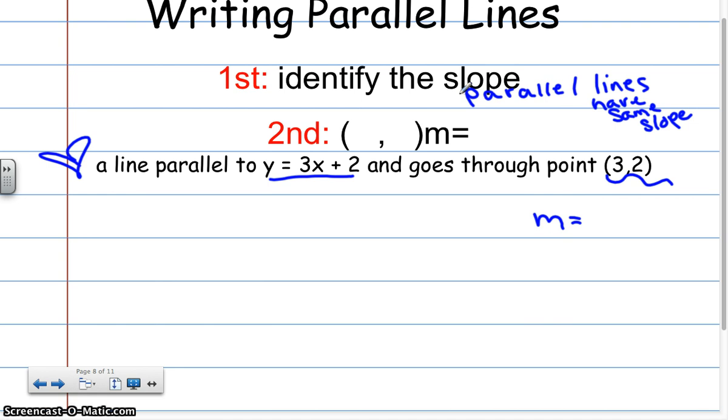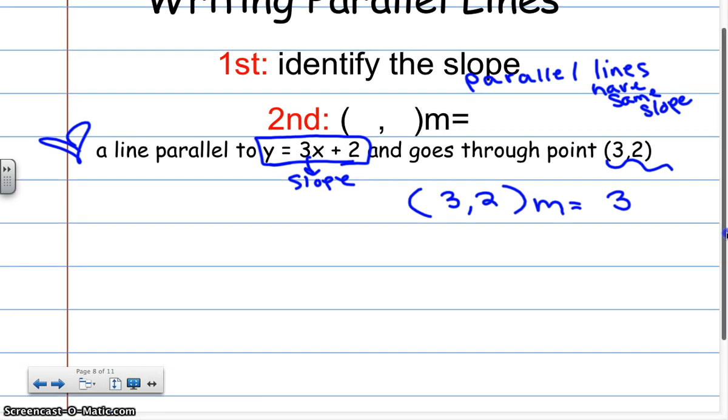Because I'm parallel to this line, I am not that line, but I'm increasing at the same rate of that line. So this is going to be my slope. So the slope of my parallel line is 3, and the point that I go through is 3, 2. Now I can create an equation.